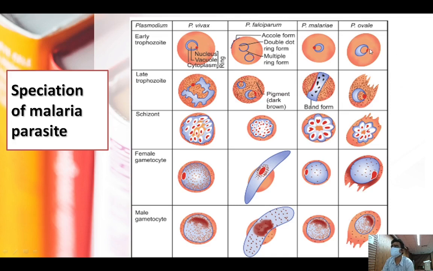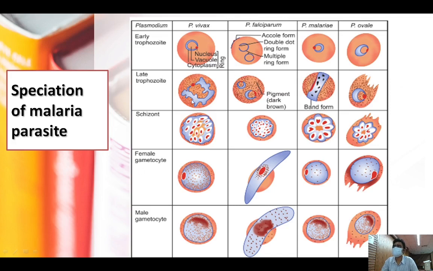The early ring forms are almost similar in all except falciparum, where the size of the ring is smaller and multiple ring forms can be seen. Whereas in vivax, the ring forms are slightly bigger. You can see this red one is the nucleus, this is the cytoplasm, and this is the vacuole inside, the food vacuole you call it. The parasite feeds on the hemoglobin. Once it feeds, the undigested part, the protein part of the hemoglobin and the iron porphyrins, accumulate in the form of malarial pigments. You can see the malarial pigment stipplings here. This is called the malarial pigment.